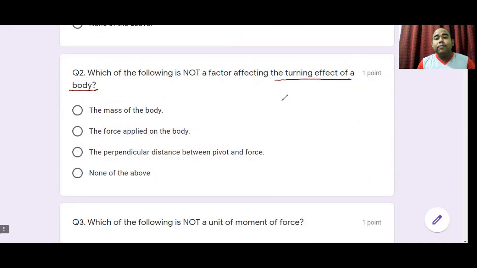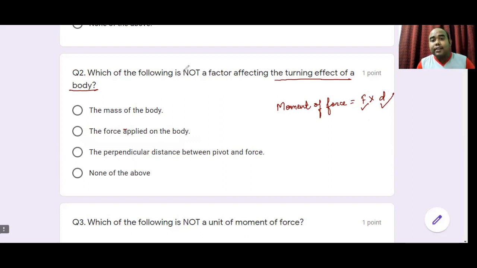We know the formula for measuring the turning effect, or what you call it, moment of force. Moment of force को ही बोलते हैं torque. Moment of force, that is, this is that physical quantity which measures the amount of turning effect done. उसका formula क्या होता है? Force into perpendicular distance from the pivot and the force. So force is one of the factors responsible, and the perpendicular distance is responsible. So force applied on a body is a factor. So this is not an option.